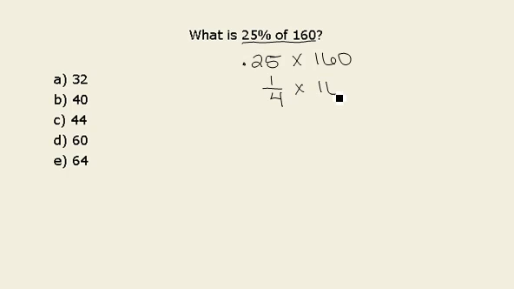Taking 1/4 times 160 is the same as 160 divided by 4, which would give us 40.